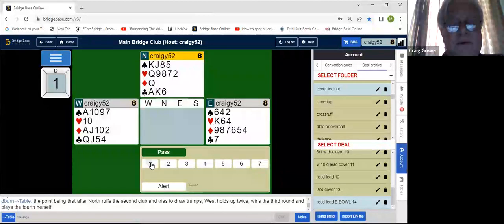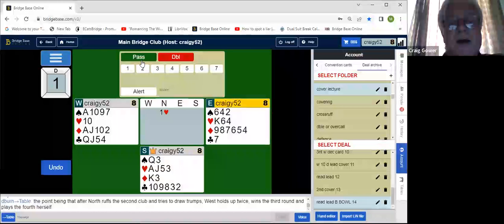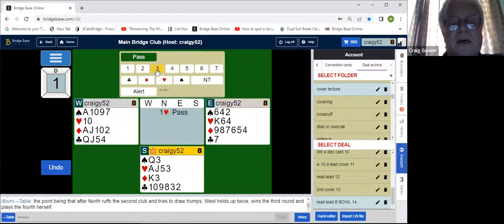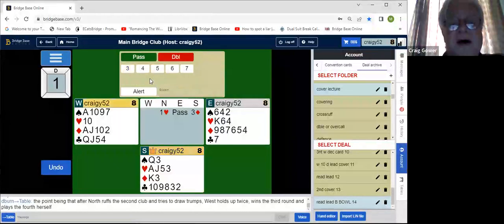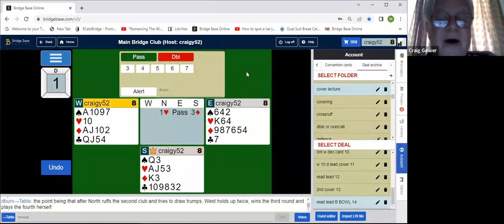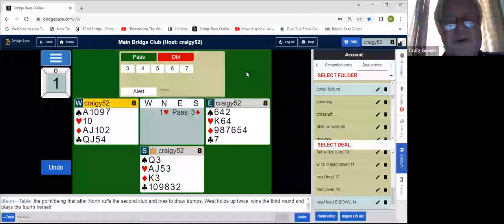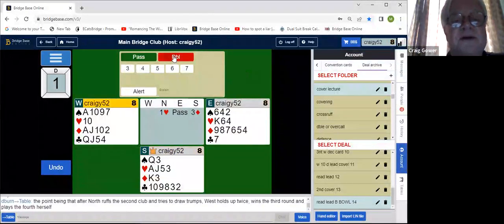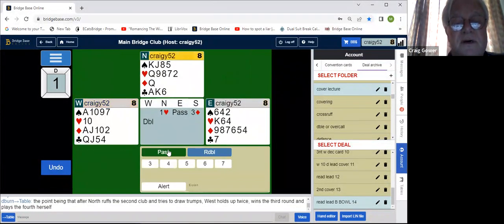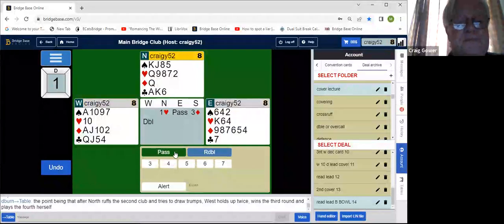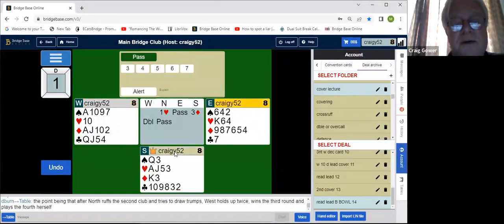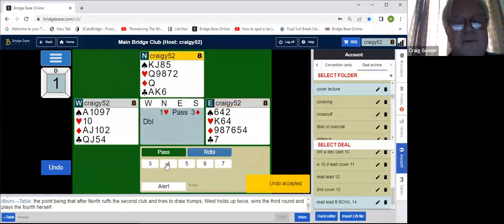So North opened 1 heart. And pass. South with 3 diamonds, which is like a Bergen raise, showing like 10 to 12 points with 4 hearts. I think I doubled to show diamonds, and North bid 4 hearts.